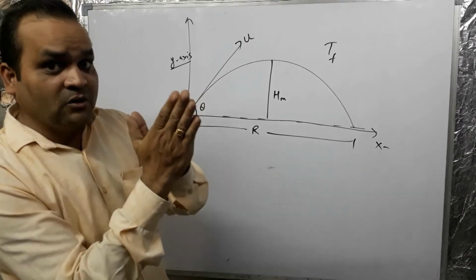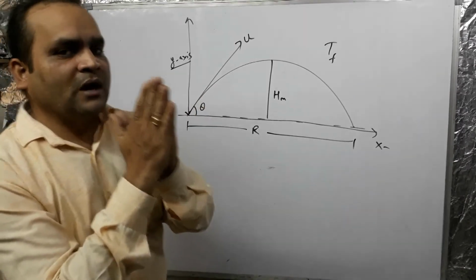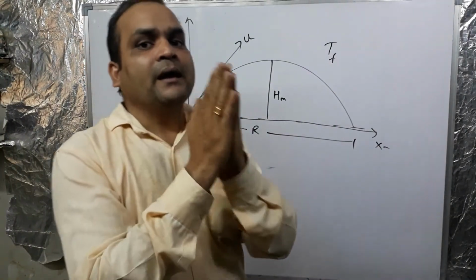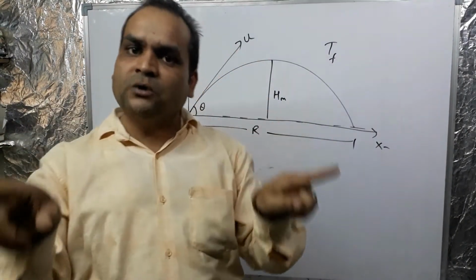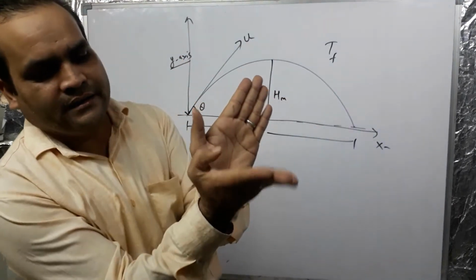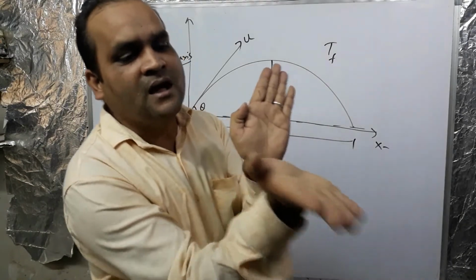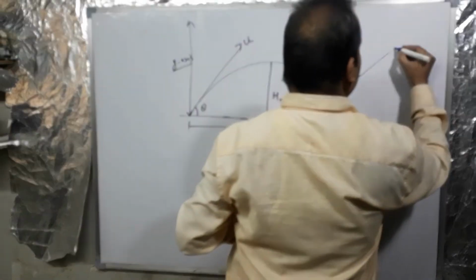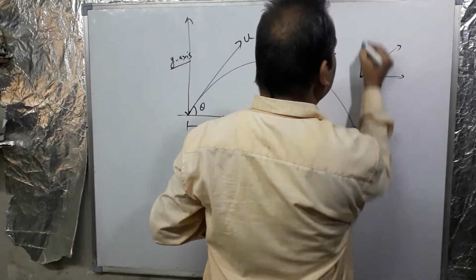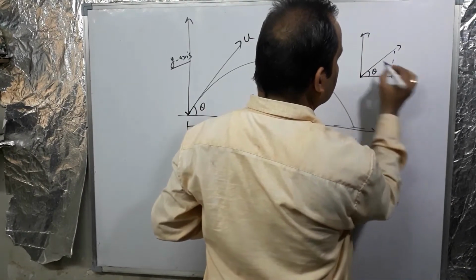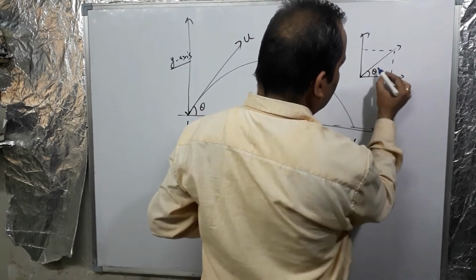Any vector can be resolved into two perpendicular components like that. The angle between them is 90 degrees. This is the x-axis, this is the y-axis. Same thing here: this u can be resolved into two perpendicular components, with the angle theta.